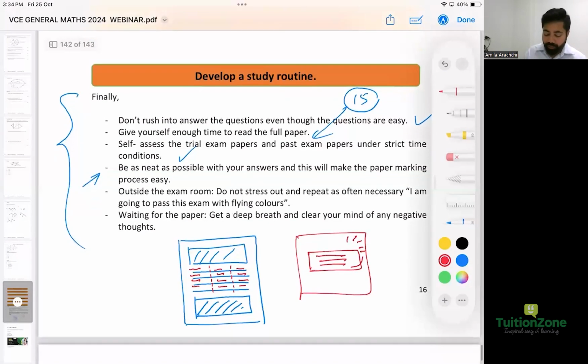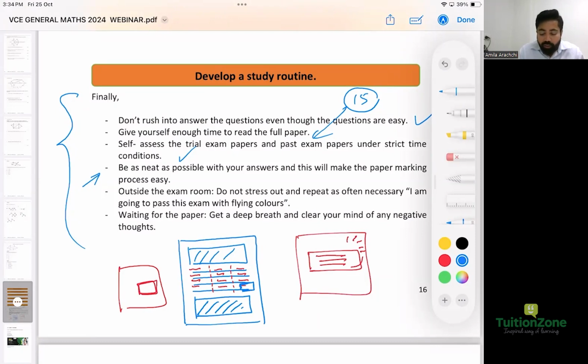And also the final answers. Once you get the final answer, make sure to highlight it. Just put a box around it: this is your final answer. That makes it easier for the examiner to mark, because when they're marking the papers, they're in a rush as well. They get a bunch of papers, they're on time as well. They need to mark as many papers as possible, the fastest way. And that's how they're getting paid.